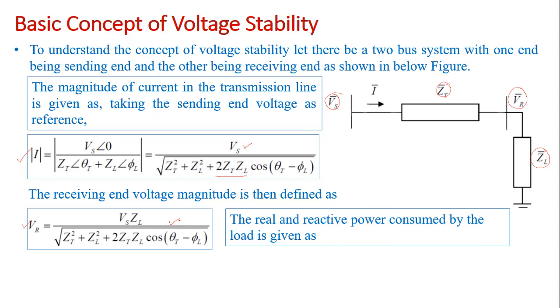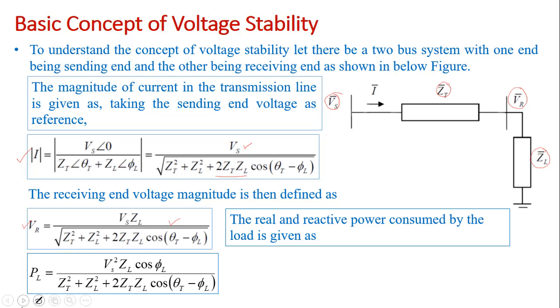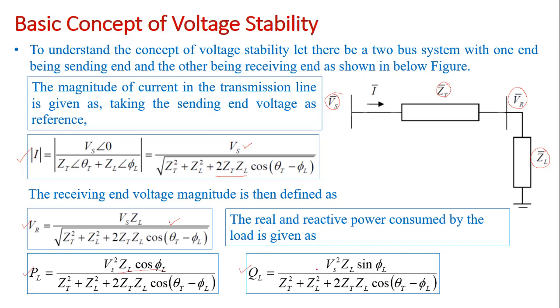The real and reactive power also can be written using the current expression, because we know that PL is equal to I square R, where R is nothing but Zl cos phi L. This is RL, so RL multiplied with I square gives us PL. Similarly, the reactive power QL can be written as current square into XL, where XL is nothing but Zl sin phi L. In fact, these two expressions play a very important role when we draw the PV characteristic or QV characteristic.